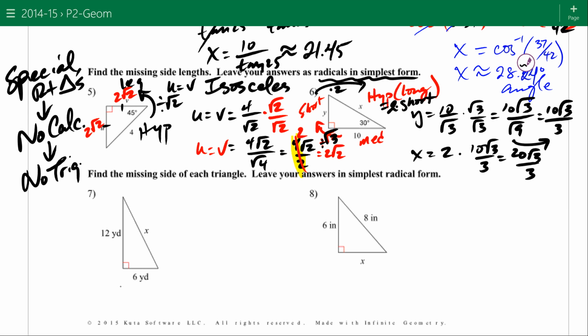So one more time, you go from medium to short, you divide by root 3 because you're getting shorter. You go from short to long, you double it. Times it by 2, it's twice as long. And that's all there is to it.